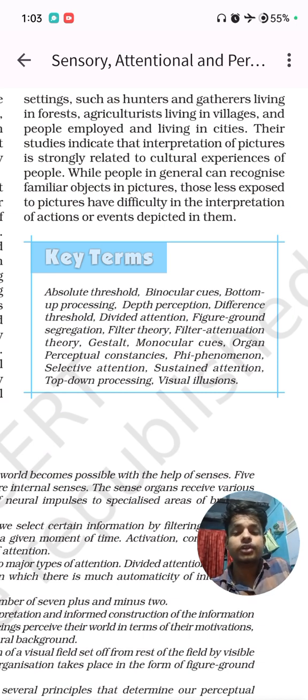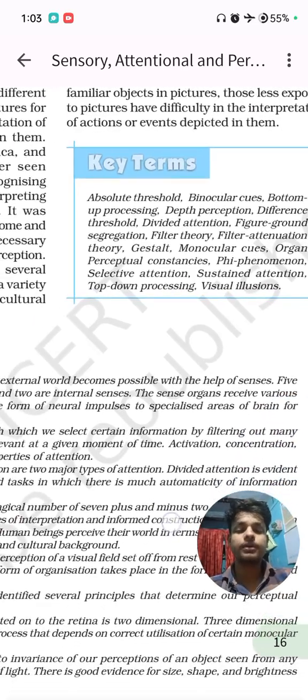The key terms: absolute threshold, binocular cues, bottom-up processing, depth perception, difference threshold, divided attention, figure-ground segregation, filter theory, filter attenuation theory, Gestalt, monocular cues, organization, perceptual constancy, phi phenomenon, selective attention, sustained attention, top-down processing, visual illusion.